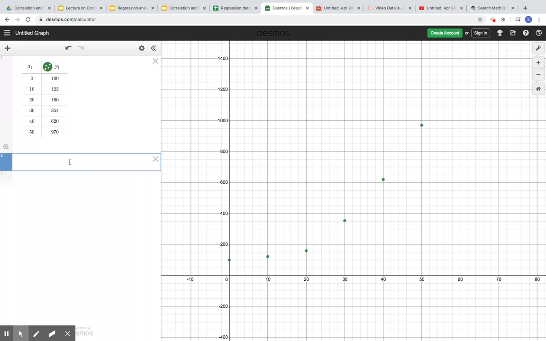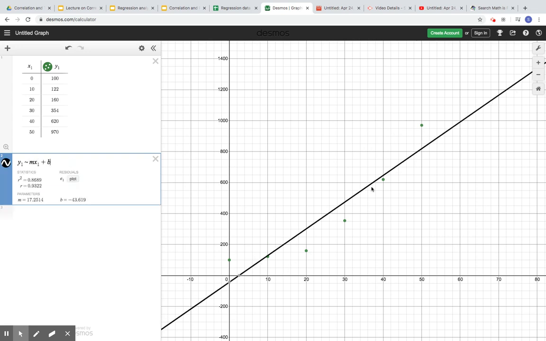So the first model I'm going to try to use is a linear model. So that's y equals mx plus b. So we do y1 is approximately mx1 plus b. And you can see that we get our model looking like this.